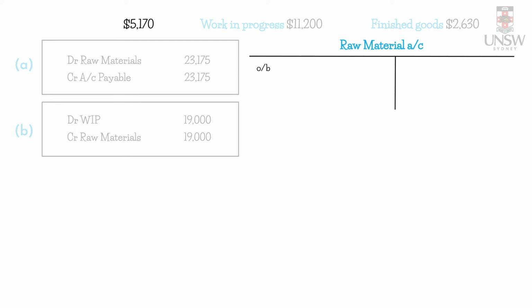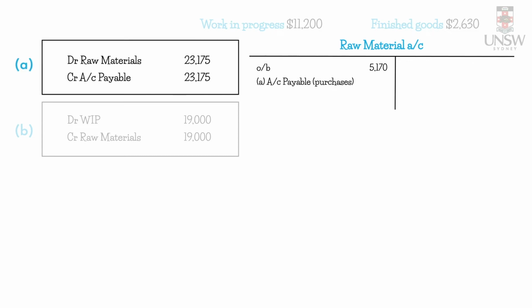Part C of the question asked us to calculate the ending balances for each of the following accounts: raw materials, work in process, and finished goods. And we're told the beginning balances of each account. So the raw materials T account, we set it up with the opening balance on the debit side, $5,170. We put in from information part A the accounts payable purchases, $23,175.